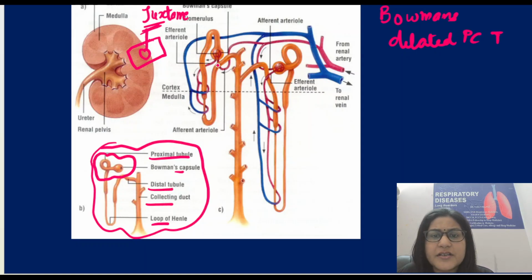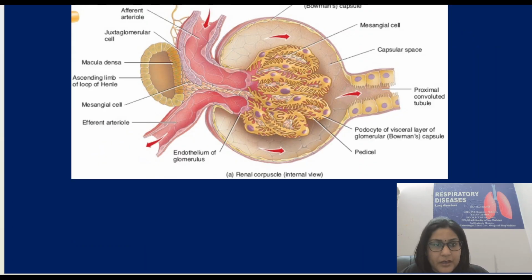You have the vessels coming in here, the renal artery, the renal vein, and they are breaking into these capillaries, and the dilated part of the proximal tubules receives those capillaries. So if you see the cross section of the glomerulus here, look at it. If you see the cross section in here, what do you see?